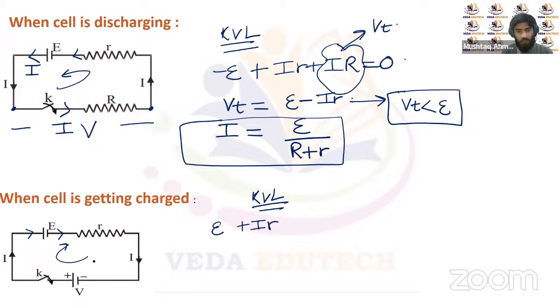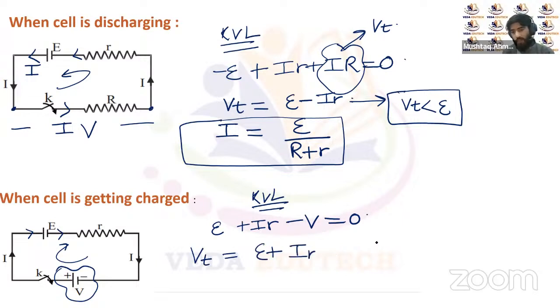Plus IR, and we'll be facing the negative terminal of this terminal voltage. We can write it as minus V, which will be equal to 0. It means that this terminal voltage V_T in this case is nothing but EMF plus IR. Here, the terminal voltage is actually greater than the EMF of a cell.